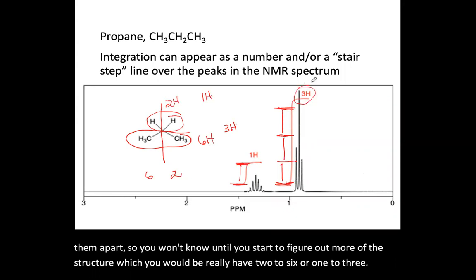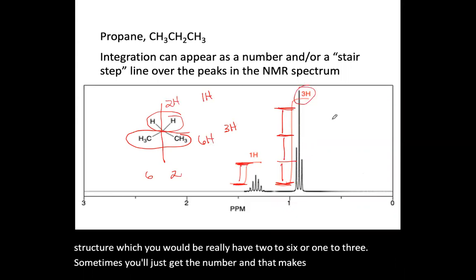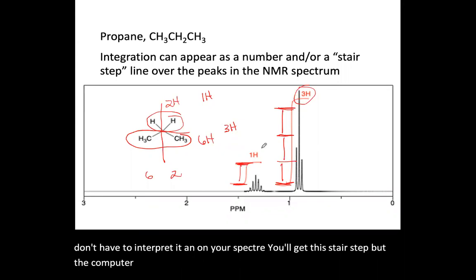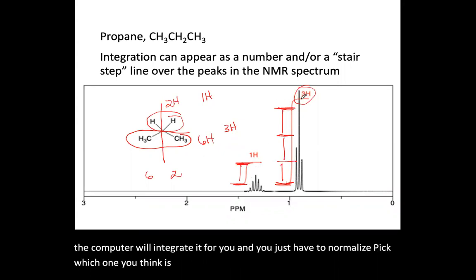Sometimes you'll just get the number, and that makes it super easy. You don't have to interpret it. And on your spectra, you'll get this stair step, but the computer will integrate it for you, and you just have to normalize, pick which one you think is 1 hydrogen, and it'll tell you what the ratio is to the other peaks in the spectrum.